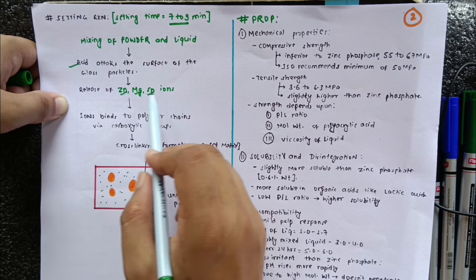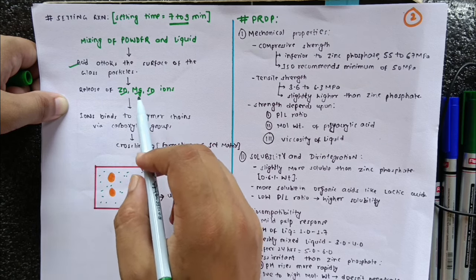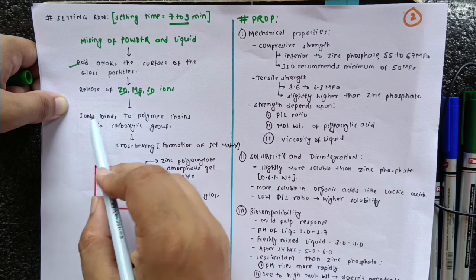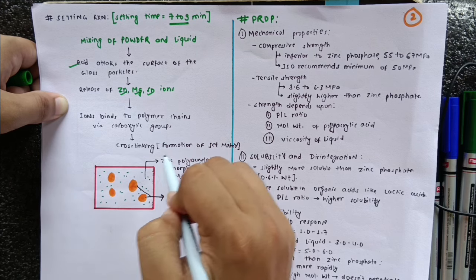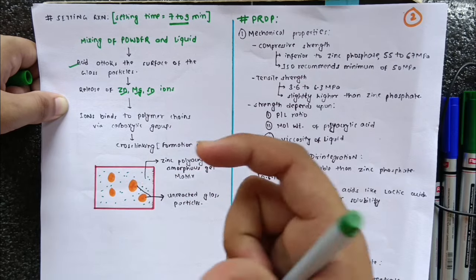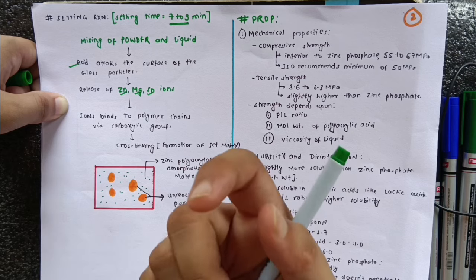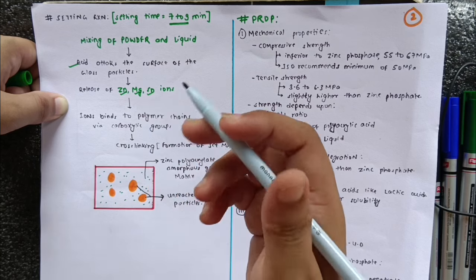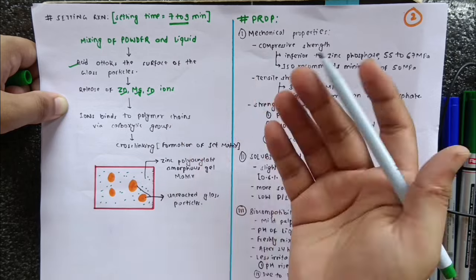So I have written them in green here: zinc, magnesium, and tin. The ions bind to the polymer chain via the carboxylic group and cross-linking region. It is a bit similar to the GIC, as I discussed there. As the acid attacks the glass particles, there is a release of ions like calcium and aluminium. The calcium forms the cross-linking, and later aluminium also forms cross-linking, similarly.